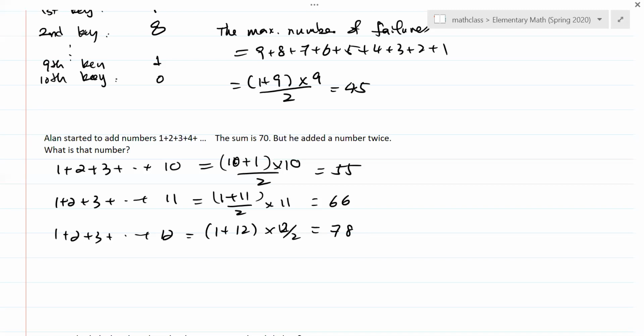So what does that tell you? I'll give you half a minute to think about it. Can you figure out this number? If you do not make any mistakes, adding 1, 2, 3 all the way to 12, you already get 78. Just look at this gap. Adding 1 all the way to 10 gives 55. Even if you add a number twice, it's still not working.